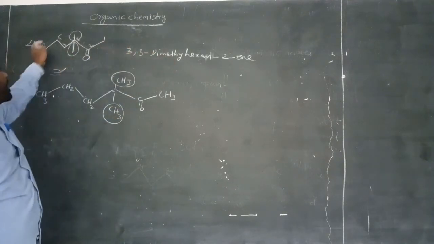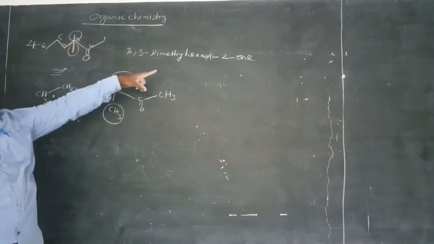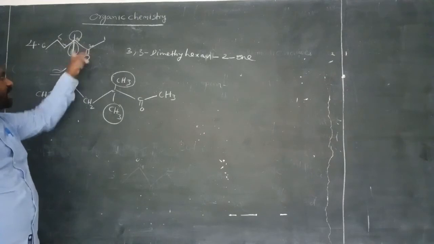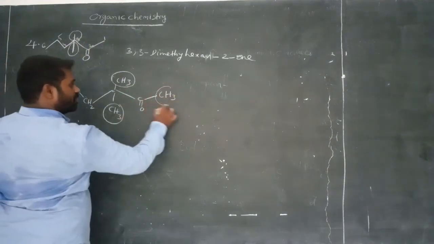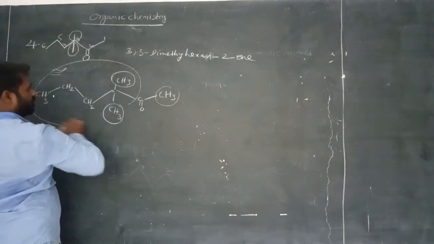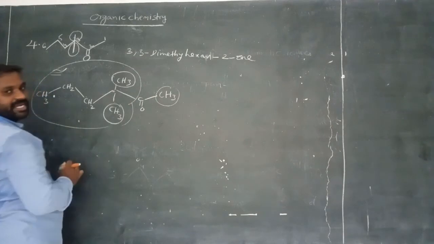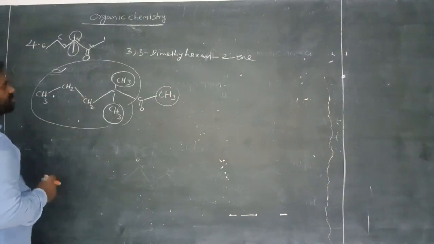And the root word: the longest chain consists of how many carbons? 6 carbons. So hex. All are single bonds, so hexane. The main functional group is at the second carbon, so 2. So the keto group: this is the CH3 group, this is the CH3 group, and this is entirely one group. So R CO R dash is the keto functional group. Remember this. Okay, so this is the IUPAC name of the given compound.